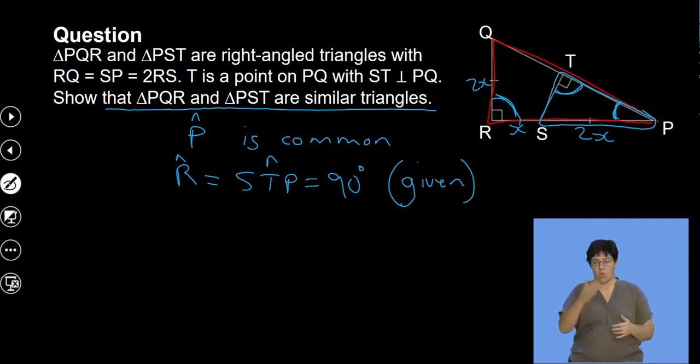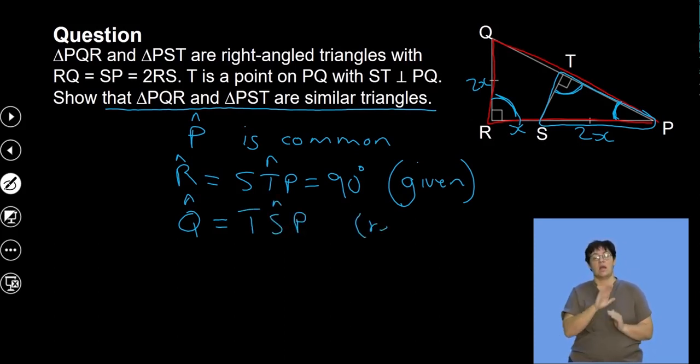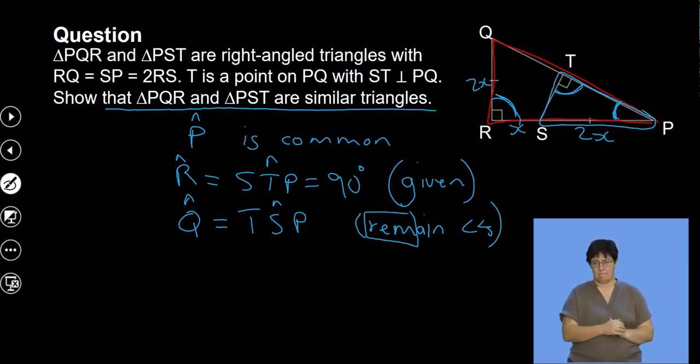Then automatically you know if I have two pairs of angles equal, it means the last one is also equal because of remaining angles. So I will therefore say Q will be equal to the angle in the smaller triangle, which is S, so it's TSP. And my reason for this will be remaining angles, right, of a triangle. But normally, you know, remaining, you use REM. You don't need to write the whole thing.